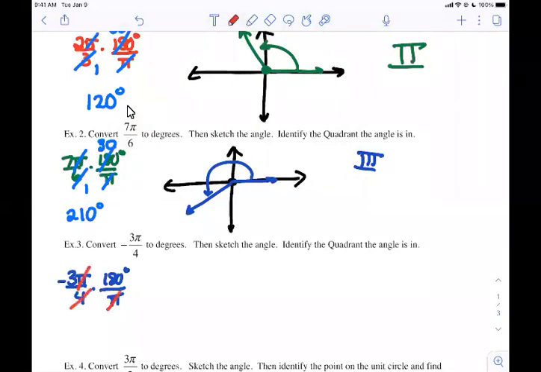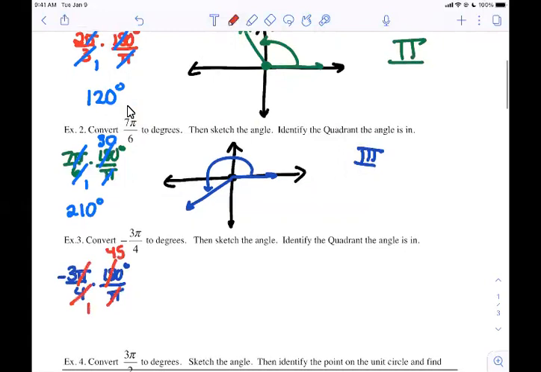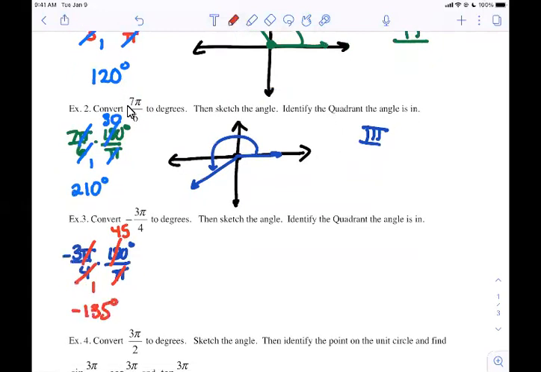Now, are you remembering 4 goes into 180 45 times? Like that's a common one, 180 divided by 4. So I got negative 135 degrees. What do you have to remember about a negative angle of rotation? Yeah. Good job. Okay, it's going to go the opposite rotation. Instead of counterclockwise, it's going to go clockwise. And then 135, that's midway into the third quadrant. Okay, it's 45 degrees in.